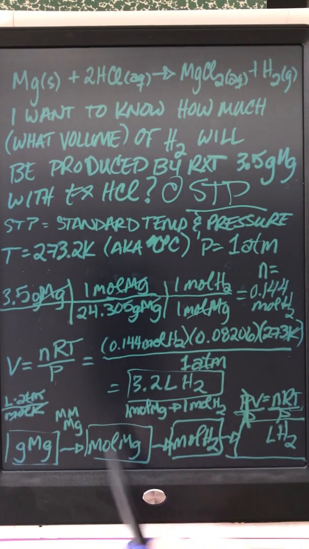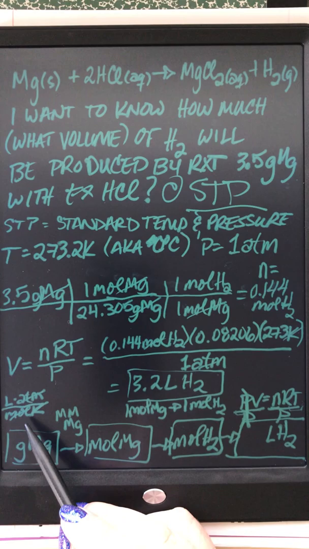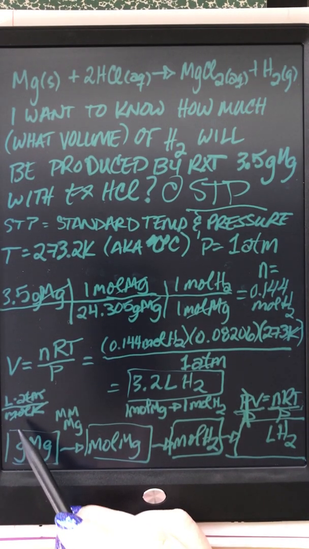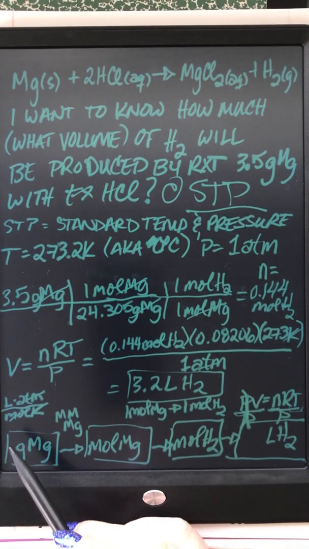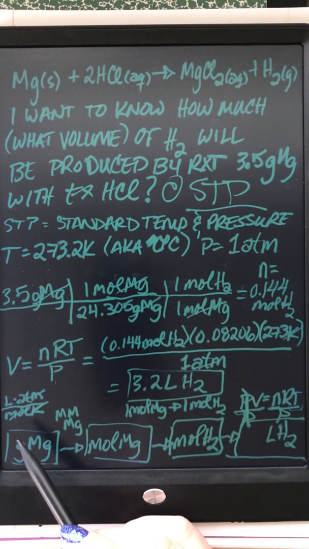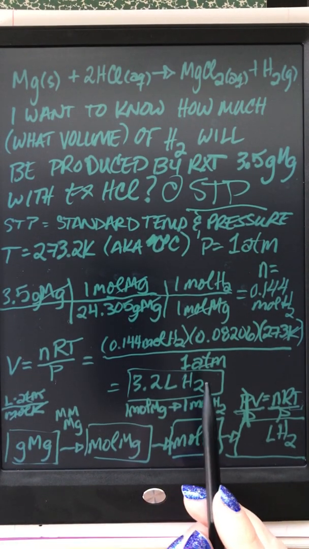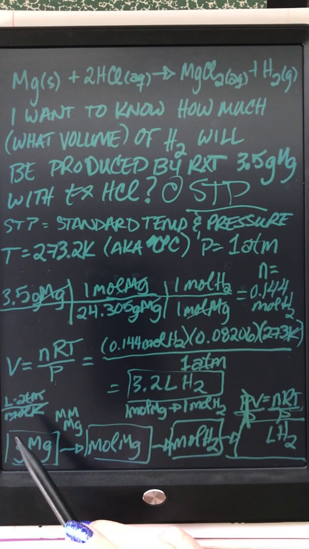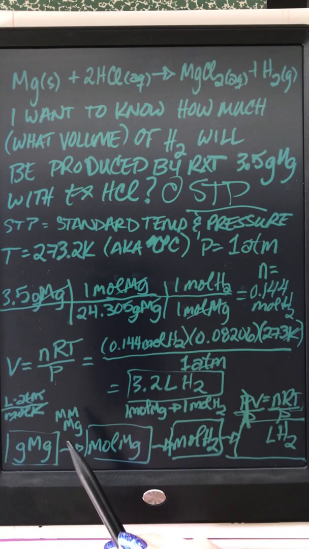Yeah, but how is it liters times atm over mole times K? How do you know it's that? That's just a part of the constant. Oh, okay. So it's always going to be that, right? So R is always going to be 0.08206 liters times atmospheres divided by moles times Kelvin.